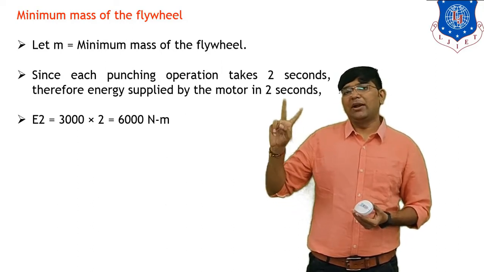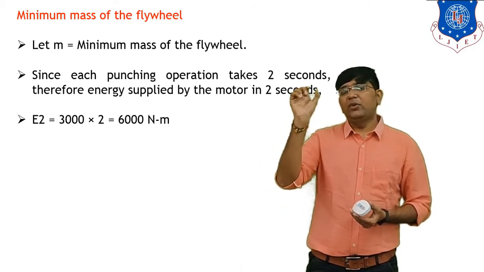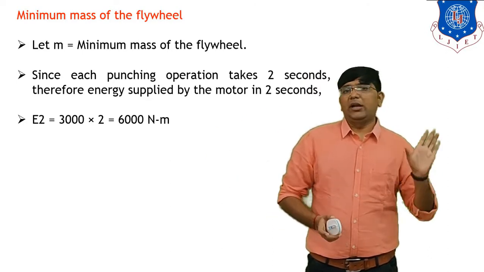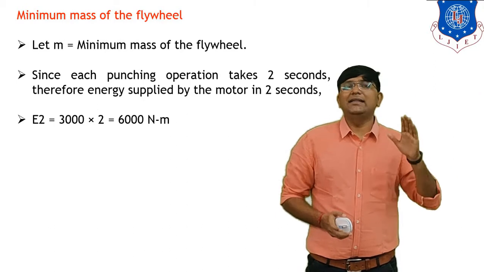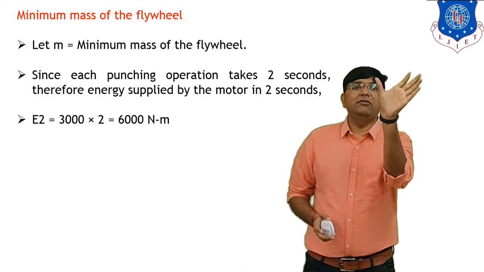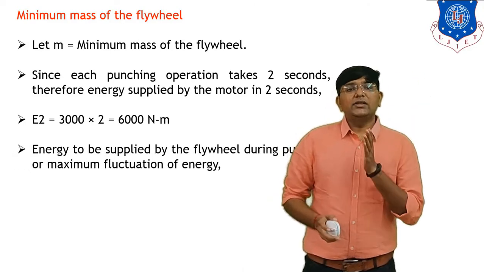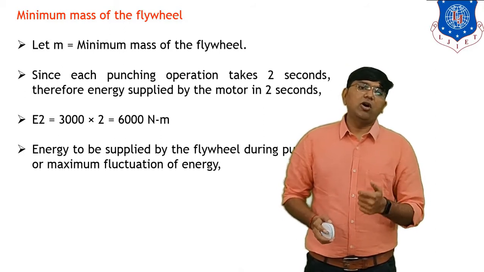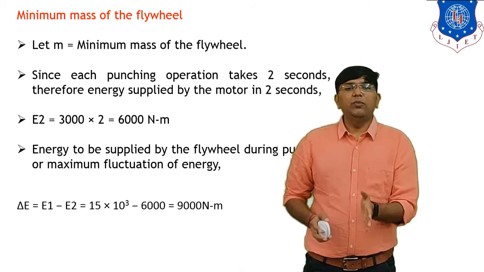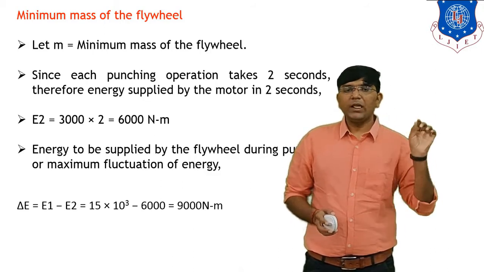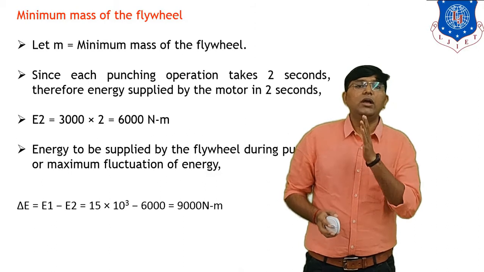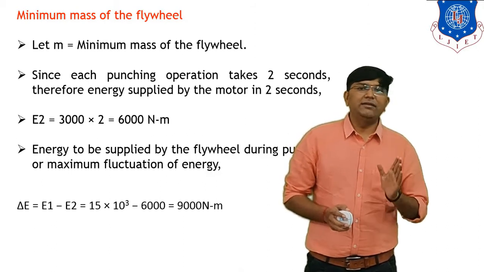Now we have two values, capital E1 and capital E2. Clear? If you find the difference of maximum energy and minimum energy, then you can calculate the value of maximum fluctuation of energy, that is delta E. What is the equation of delta E? That is E max minus E min, that means E1 minus E2. So the energy to be supplied by the flywheel during punching, or maximum fluctuation of energy, delta E, is equal to E1 minus E2. Put the values of E1 and E2 over here. So E1, that is 15 into 10 raised to 3, minus 6000, is equal to 9000 Newton meter. That is the value of delta E.